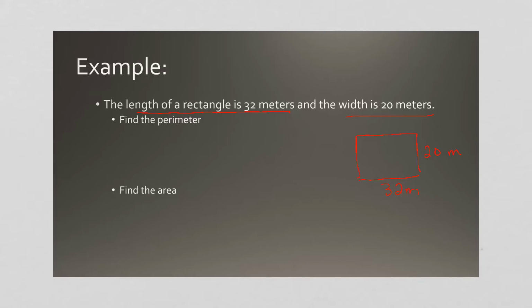Okay, so according to our formula, remember our perimeter is equal to 2 times your length plus 2 times your width. So this is equal to 2 times 32 plus 2 times 20. And 2 times 32 is 64. 2 times 20 is 40. Adding those together, we get 104 meters.